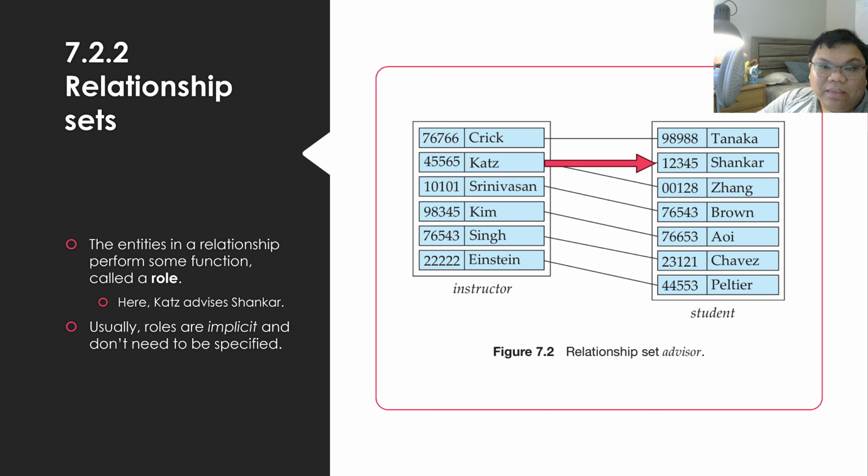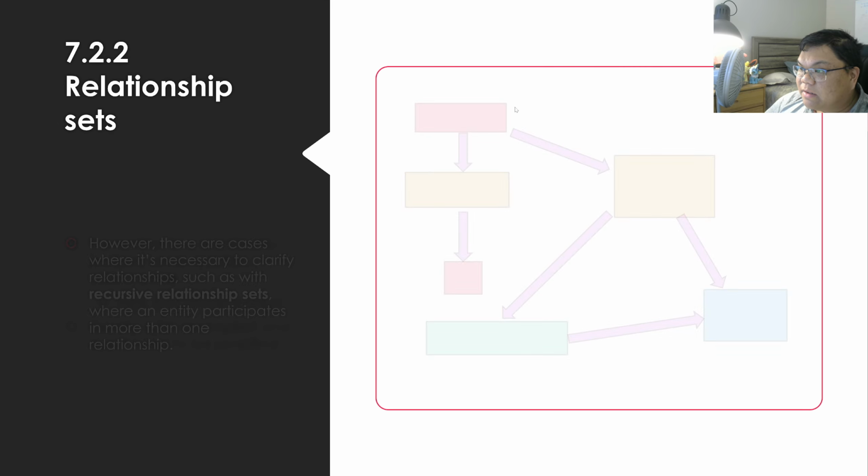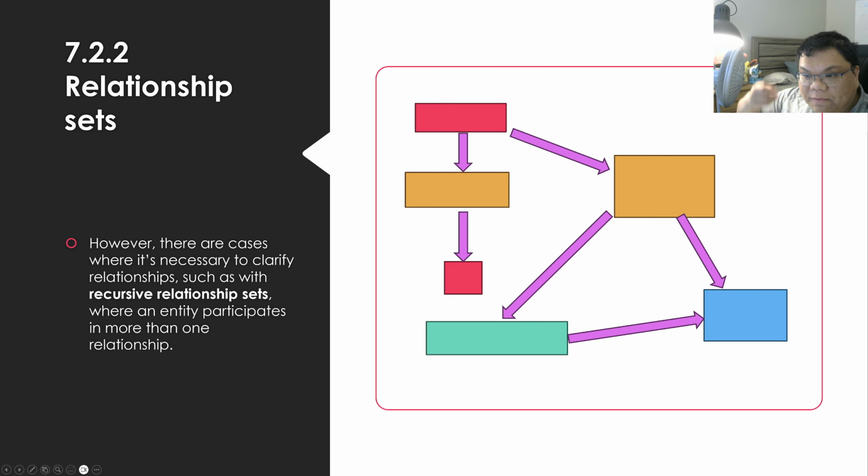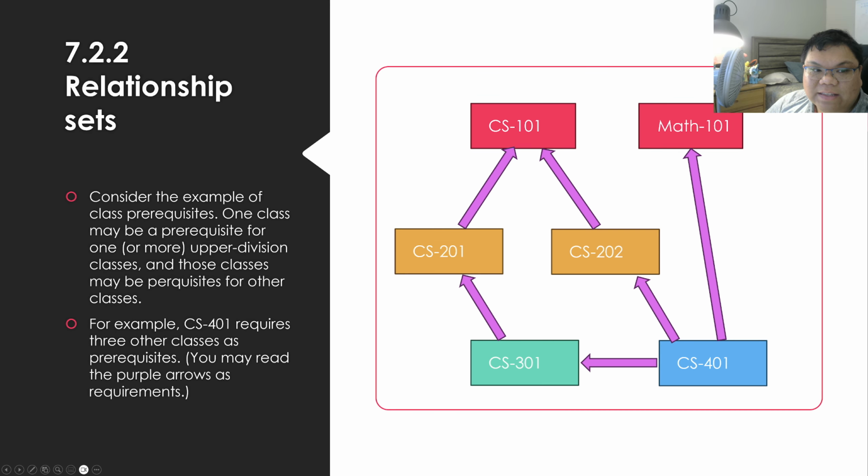Most of the time, we don't need to specify roles. They are usually implicit, and they don't need to be specified. But there are cases where you have to specify the roles in a relationship, such as with the recursive relationship set, such as course prerequisites.